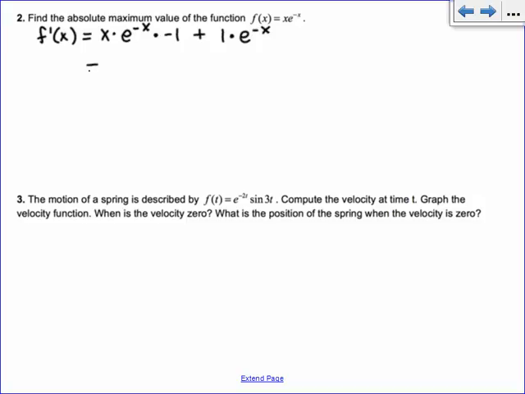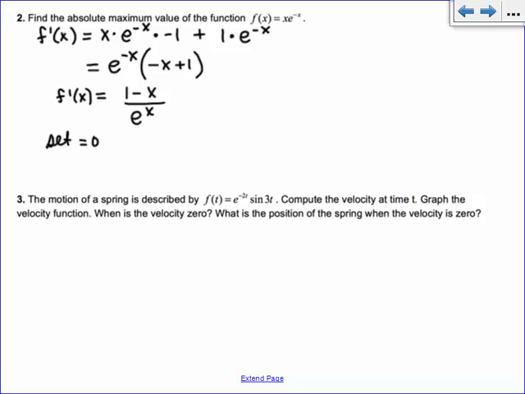All right, and I'm going to clean it up a little bit. Every time I do the product rule, I have something in common. So I have that e to the negative x I can pull out. So then I have negative x plus 1 left on the inside, which is really 1 minus x over e to the x. So this is our f prime of x.